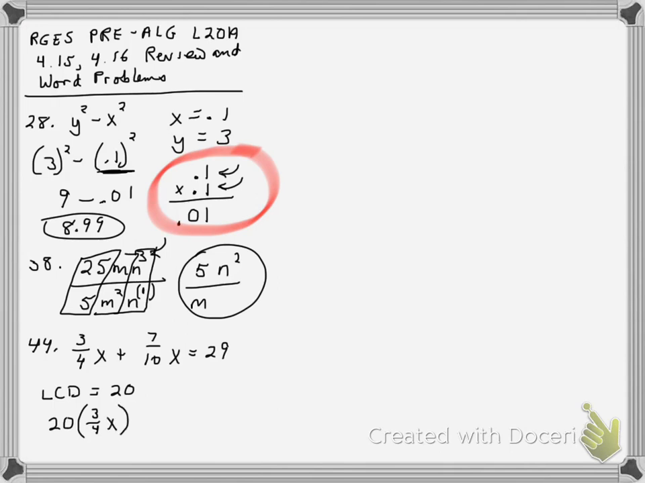20 times 3/4 x plus 20 times 7/10 x equals 20 times 29. Don't forget, both sides of the equation, every single term. Now when we do that, 4 goes into 20 5 times. 5 times 3 is 15x, plus 10 goes into 20 2 times. 2 times 7 is 14x, and 20 times that would be 580.